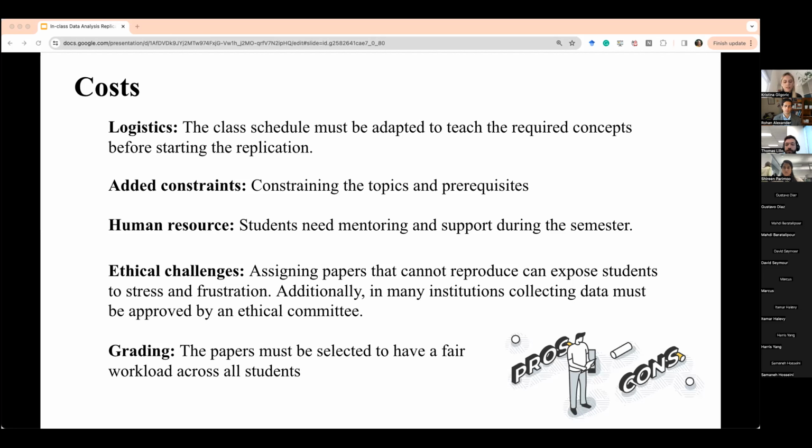Students also needed mentoring and support during the semester, so that also meant human resources. So here in particular, we had 2 TAs dedicate half of their TA-ship to coordinating this, which amounted to around 8 hours per week of replying to messages, making sure everything is going smoothly.